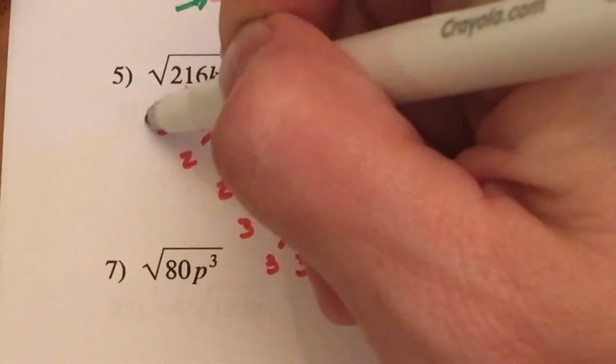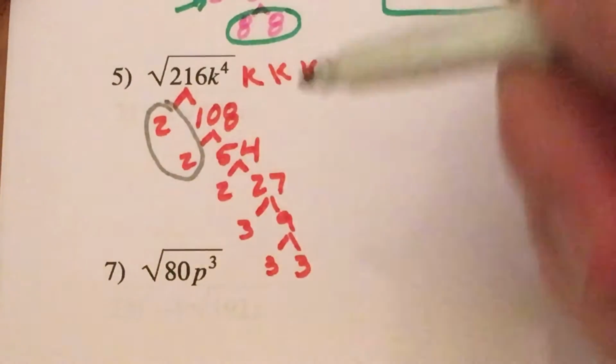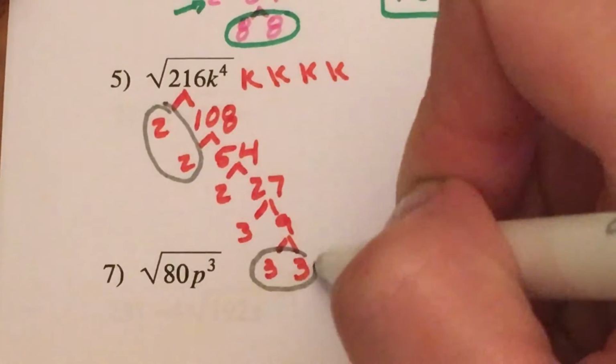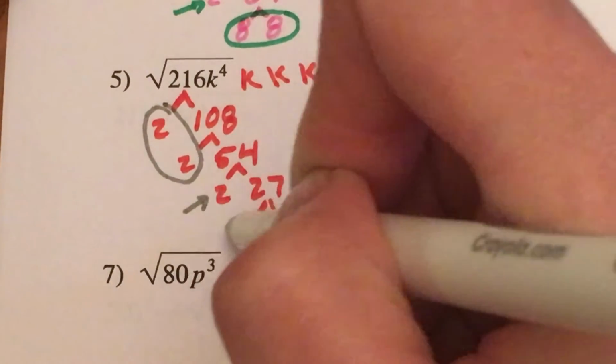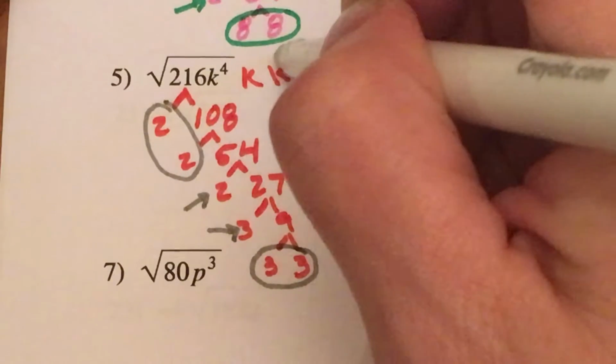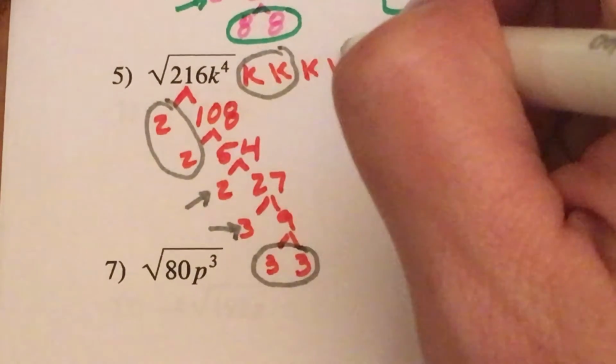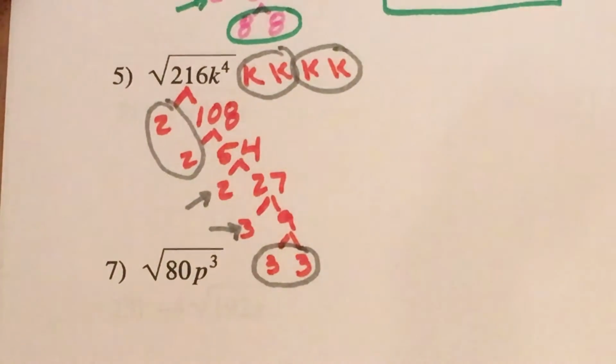I need 2 of the same thing. 2 of the same thing. Leftover, leftover. 2 of the same thing. All right.